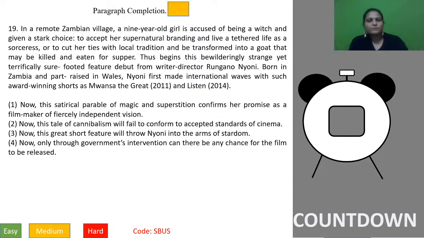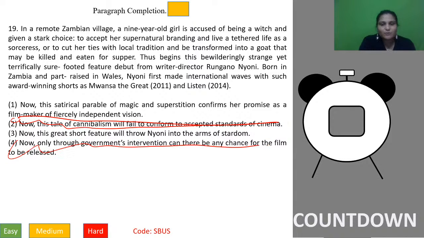Okay. So first of all, all right. So obviously, option number 2 is out of bounds. They are not talking about cannibalism anywhere. Government's intervention, obviously out of bounds. Now remain option number 1 and 3. Okay. Why not 1? And why not 3? It cannot be second because there is no tale of cannibalism. We are not talking about cannibalism here.